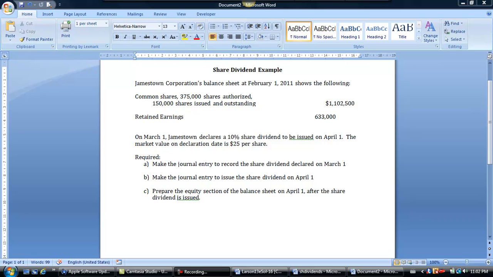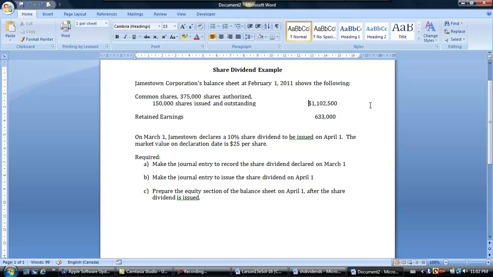The example shows that Jamestown Corporation's balance sheet at February the 1st, 2011 shows common shares: 375,000 shares authorized and 150,000 shares issued and outstanding. The total amount of money that the common shareholders gave to get those 150,000 shares was $1,102,500, and retained earnings on February the 1st are sitting at $633,000.